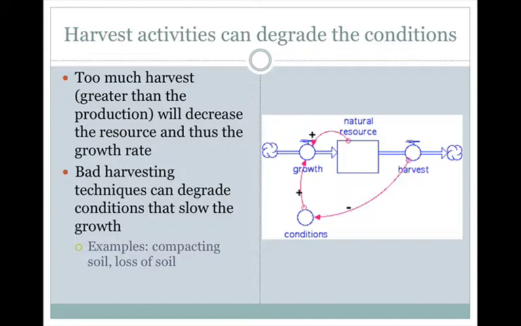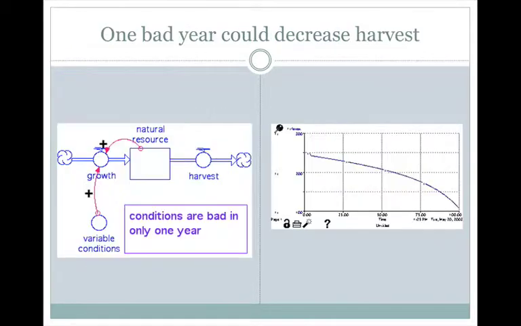We see this in fisheries by taking the size of fish that is most reproductively active. You can take the same amount of fish, but just the mechanism by which you take the fish can degrade the resource. So we'd want to stay away from that, and we want to use harvesting techniques and approaches that don't degrade the growth characteristics of the natural resource.